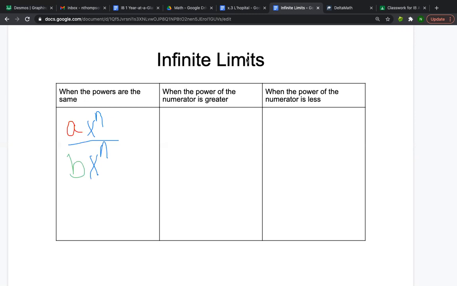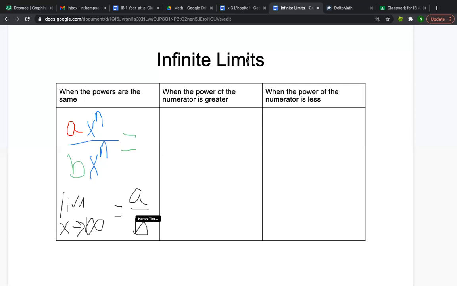In this case, when you have an infinite limit, then this would be equal to, when you take the limit as x approaches infinity, then you end up getting a over b.